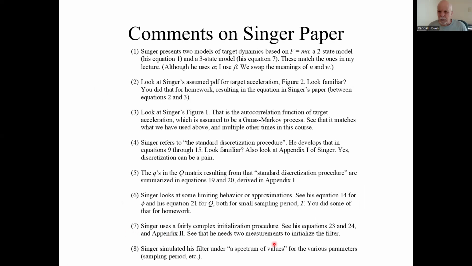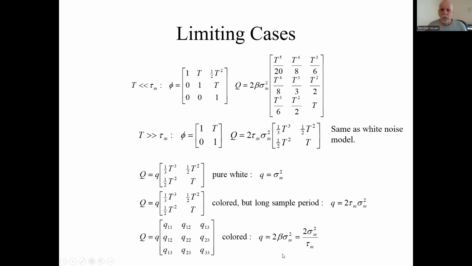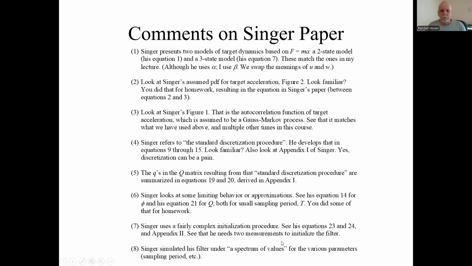I mentioned this when I was talking about the Singer paper. He has a fairly complex initialization procedure that I wouldn't have done that way. He needed like 3 measurements to even come up with the first state estimate, because he used measurements to initialize. Anyway, Singer simulated that filter under a spectrum of values, meaning he assumed different sigmas of M and taus of M, to see how accurate you would track under various assumptions.